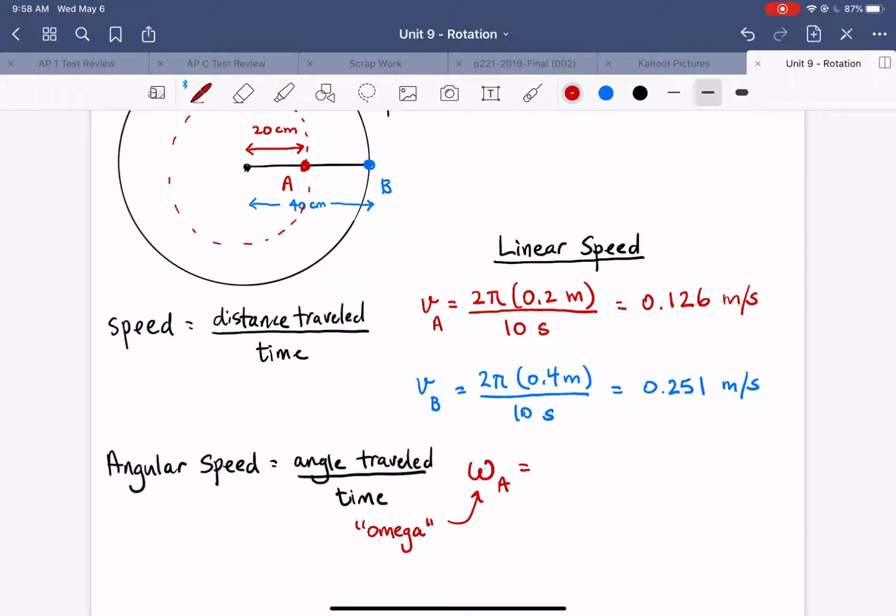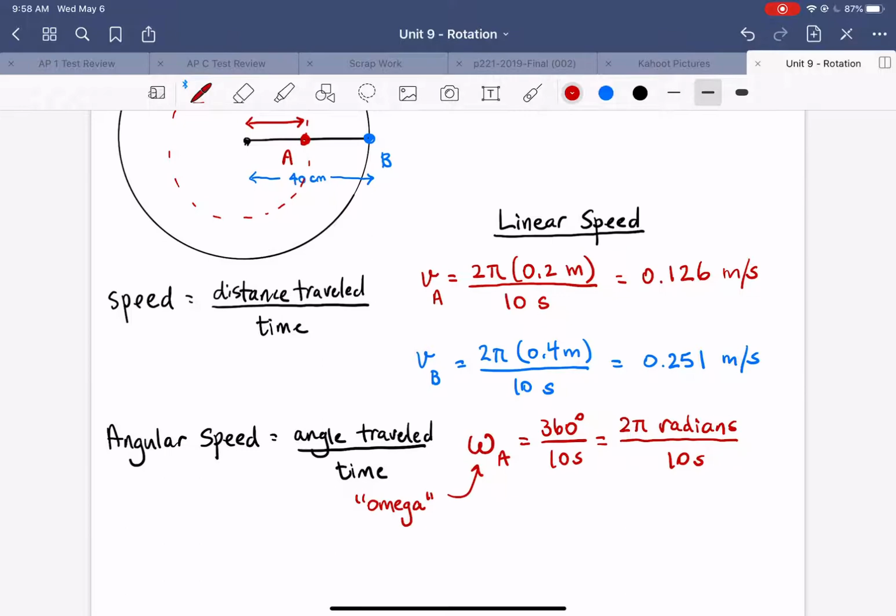So the angular speed for A would be 360 degrees per 10 seconds, but we're actually going to use a different unit here. I'm going to use a unit called radians, which some of you may have heard of. And for those of you who haven't, a radian is just another way of measuring an angle. And the conversion there is that 360 degrees is equal to 2 pi radians. And we'll maybe see a little bit about why this is important or useful in just a minute.